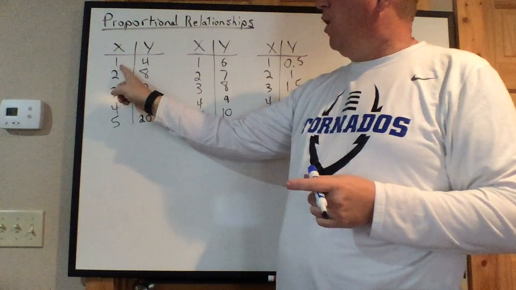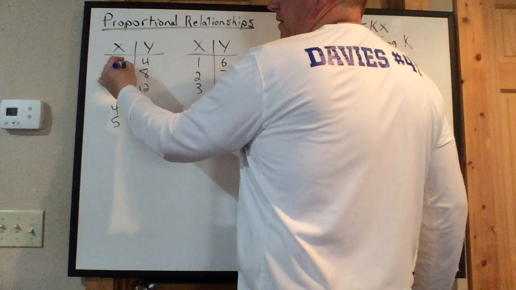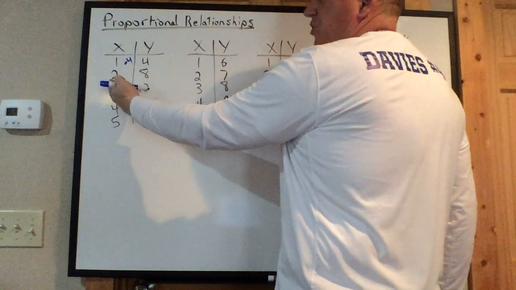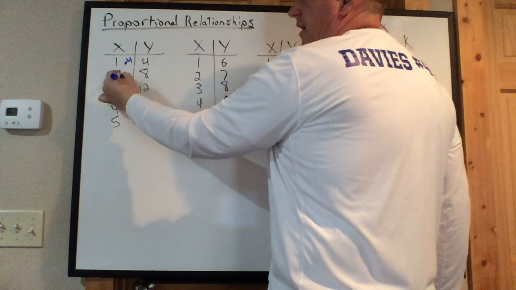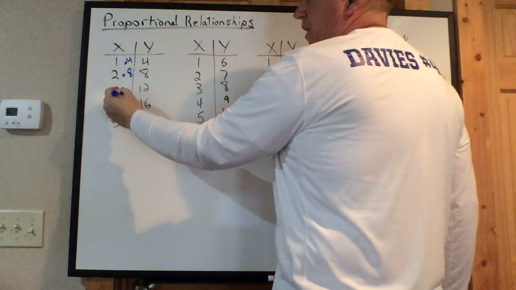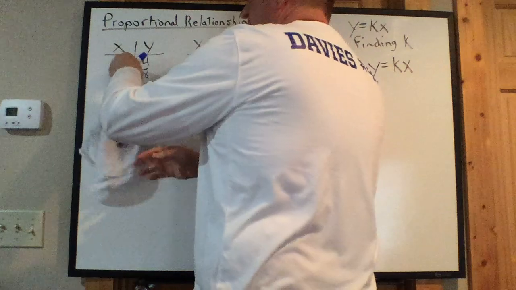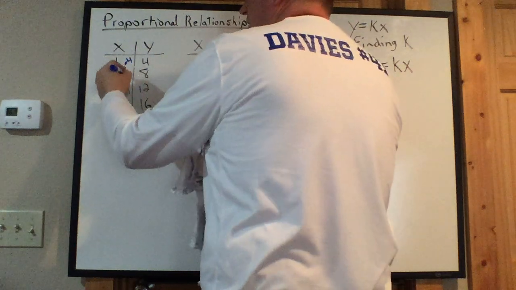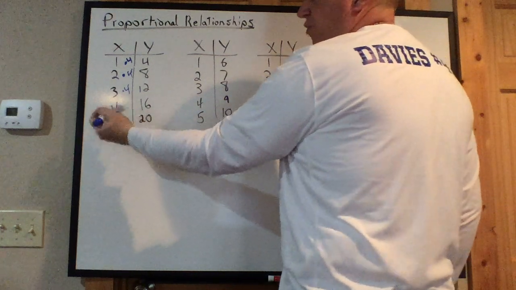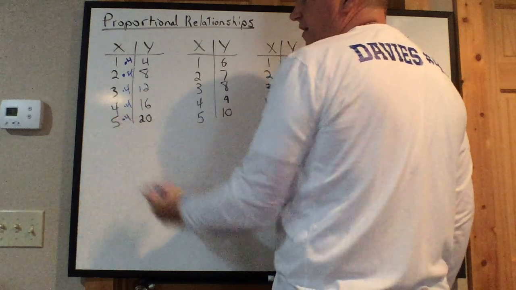What do we multiply 1 by to get to 4? We're going to multiply by 4. So what do we multiply the 2 by to get to the 8? We multiply by 4, and I just messed that up. It's not supposed to be an 8 there. That's supposed to be a 4. See, I'm human too. So as we look at our next one, 4 times 4 gives me 16. 5 times 4 gives me 20.